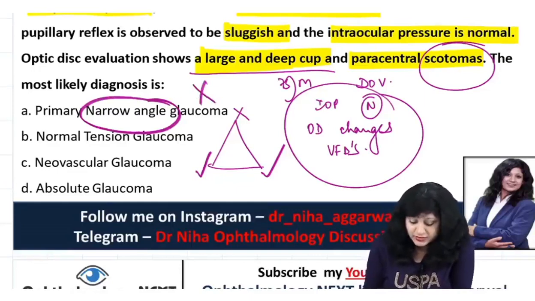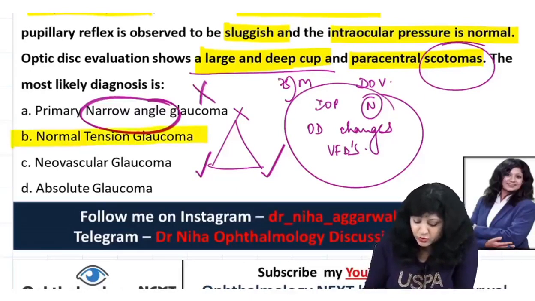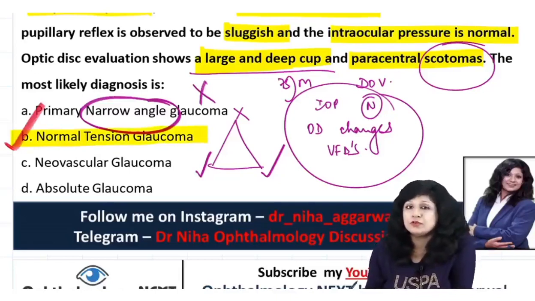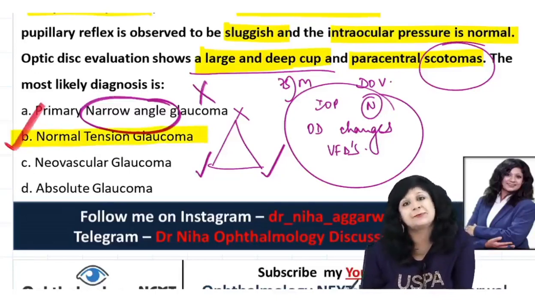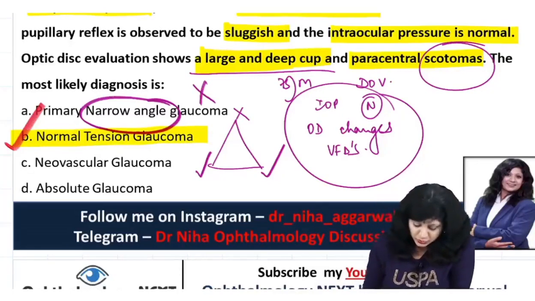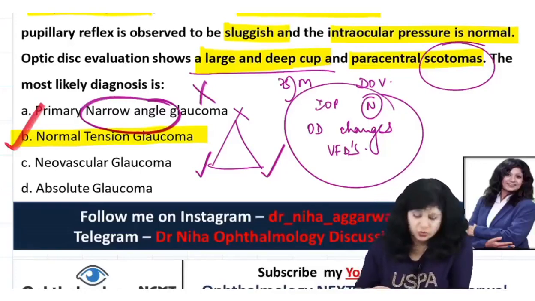So this is not a case of narrow angle glaucoma. Normal tension glaucoma, yes, it could be a case of normal tension glaucoma, also called low tension glaucoma. Neovascular glaucoma, no evidence of neovascularization. It is not absolute glaucoma. Absolute glaucoma is again the end stage of angle closure glaucoma. So your answer is normal tension glaucoma.